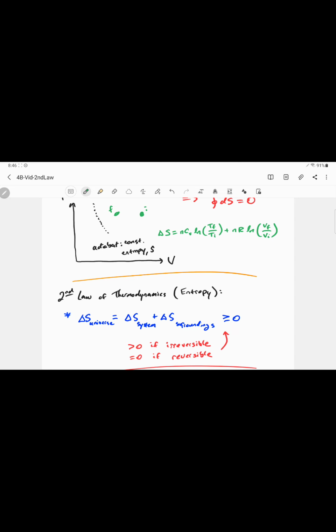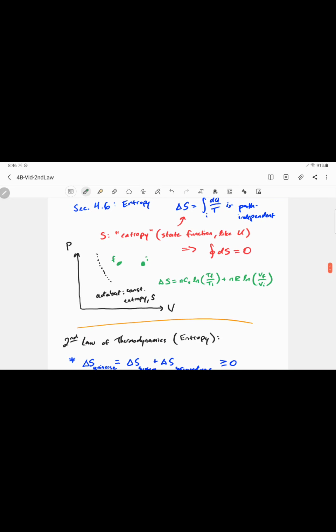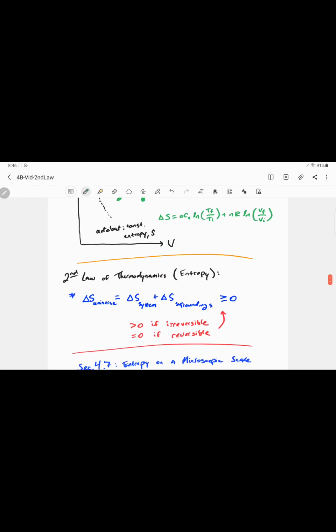It's irreversible. So you're going to get some practice with this on your homework. I think you have an ice cube thrown into a lake, and you're going to compute the entropy changes, and you'll see that it's positive for an irreversible process.